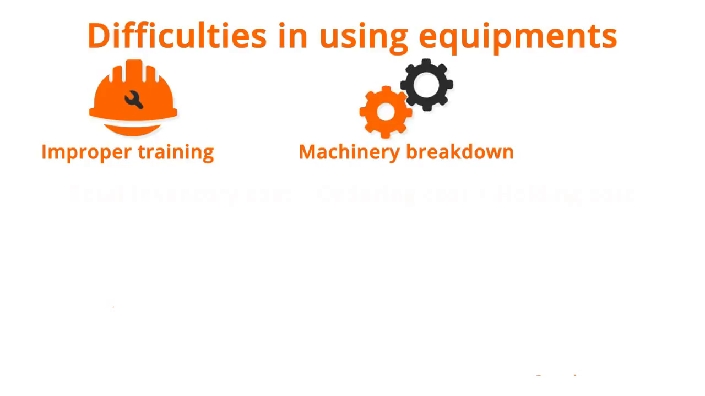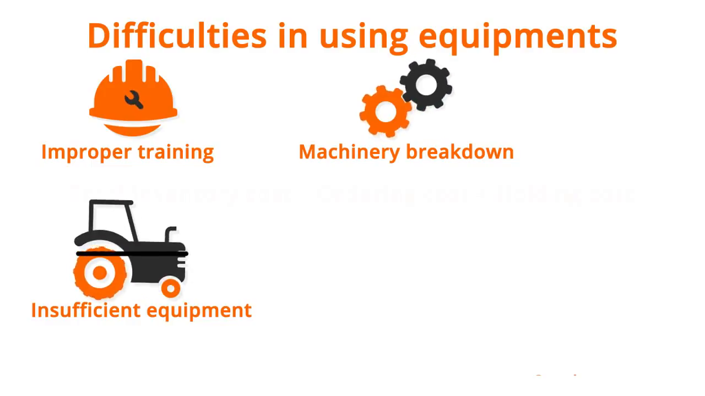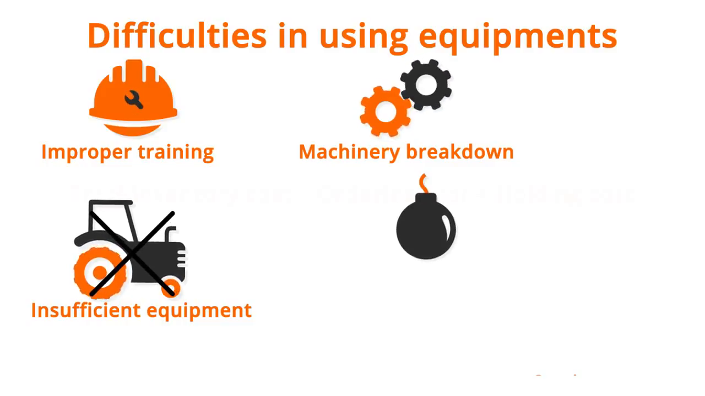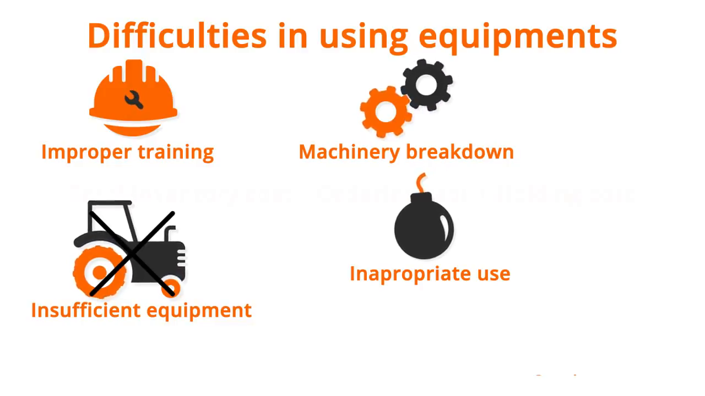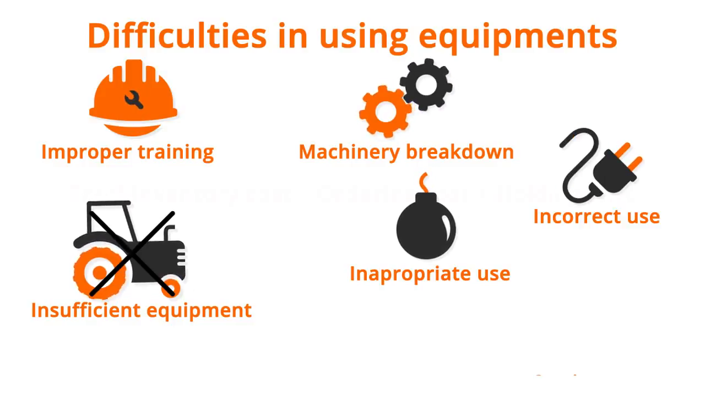Secondly, machinery breakdown. This happens a lot in our businesses. Thirdly, insufficient equipment. That can affect our production capacity. Number 4, inappropriate use of equipment. Using our machines for other things. And number 5, abuse of equipment. This is mishandling of the equipment by our workers or employees. And lastly, incorrect use of equipment.